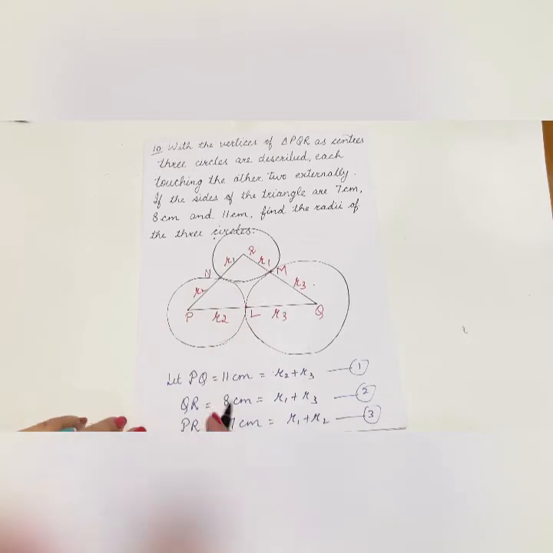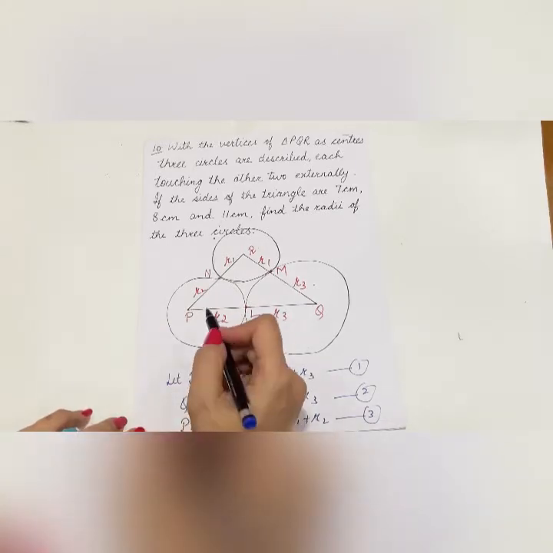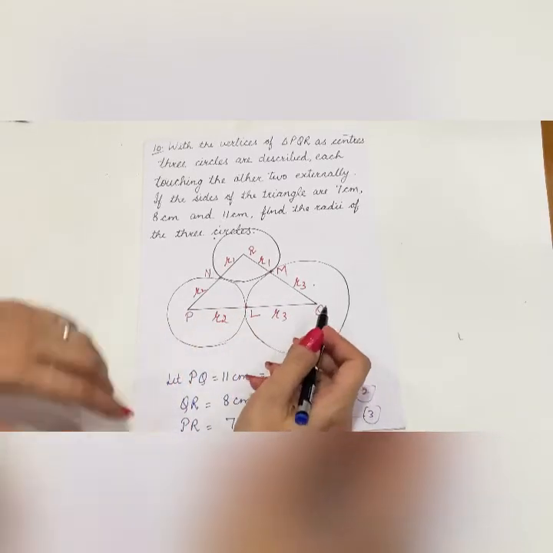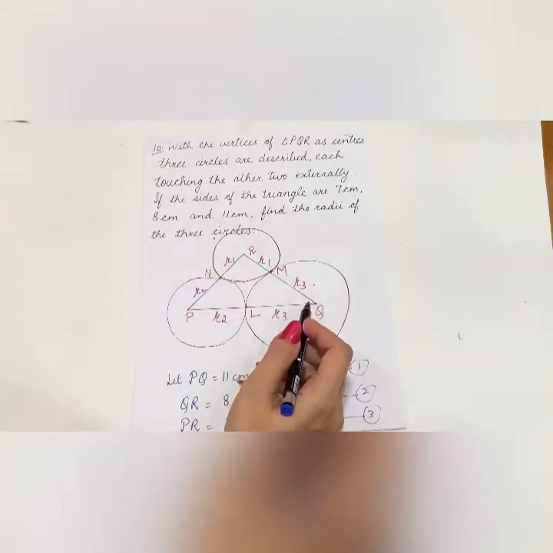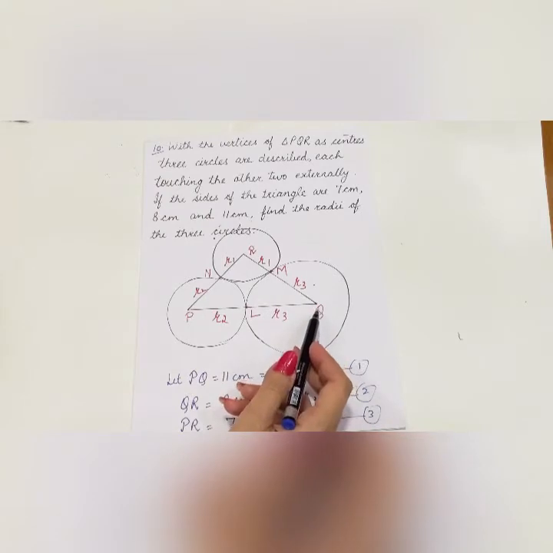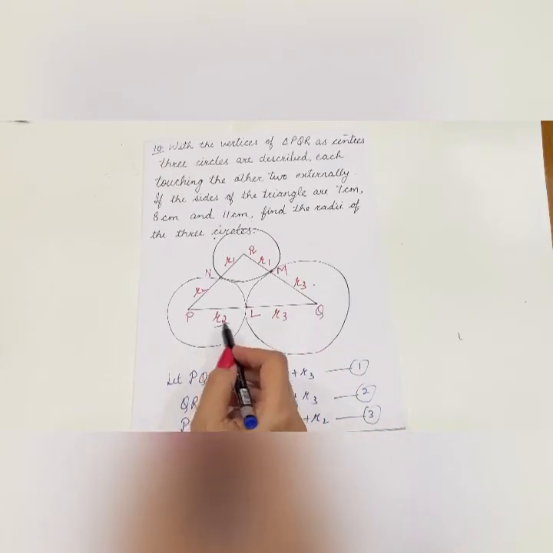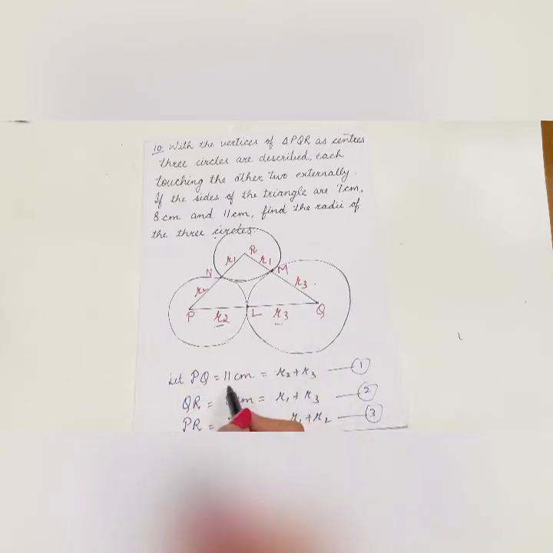Children, understand the figure carefully. We have PQ equal to 11 centimeter. I have taken this radius as R1, this as R2 and this as R3. So PQ, if we are taking 11 centimeter, it is equal to R2 plus R3. R2 plus R3 is equal to 11 centimeter.